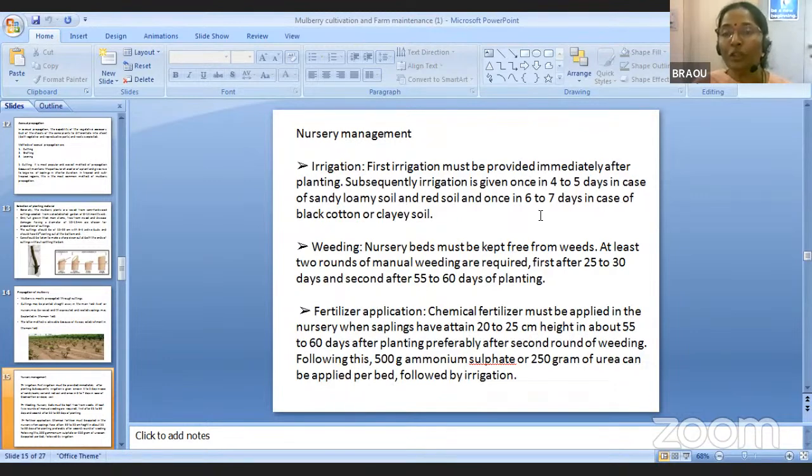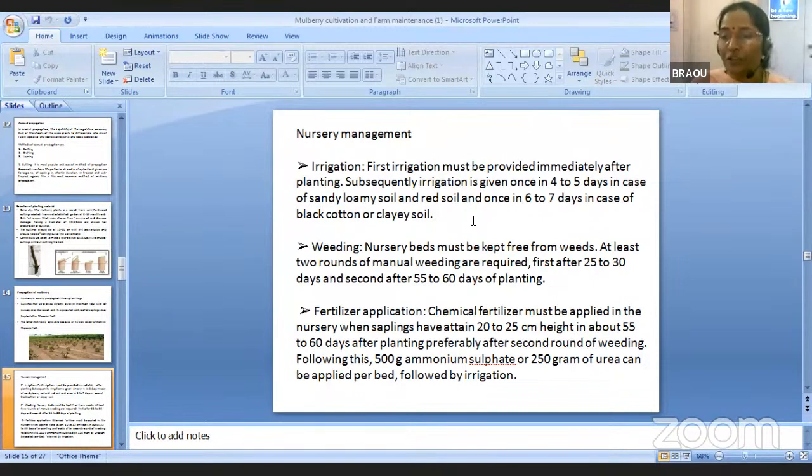So how much water? You have to give them water at least every 4 to 5 days in case of sandy, loamy soil. That is, if the soil is very dry, then you're going to irrigate them once in every 4 to 5 days. But if it is a black cotton or clay soil, that is a water retention soil, you can water them once in a week, that is, after every 6 to 7 days.